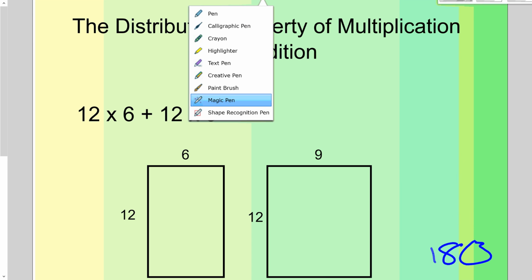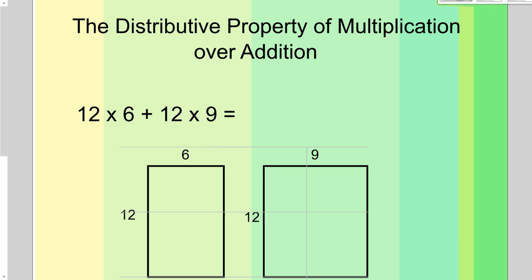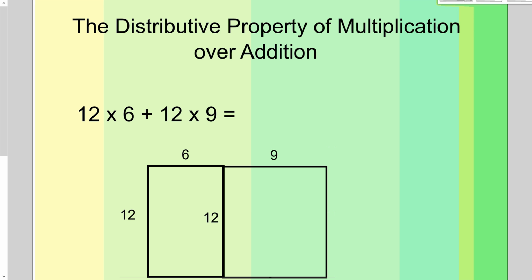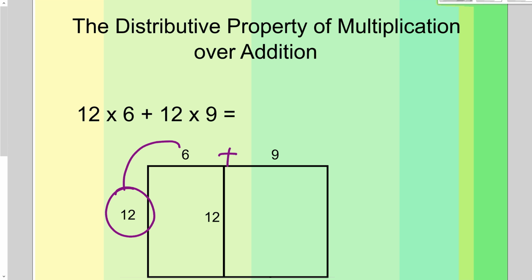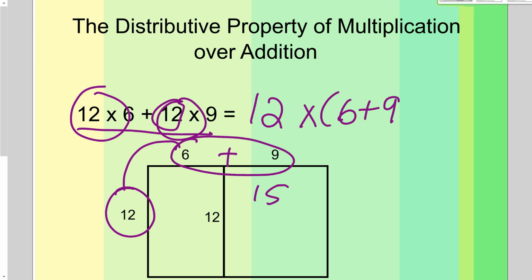Now we could also, if we wanted to, combine those. We could take our 12 times 9 and we could slide it over here. And if you notice, it's really now turned into one great big array of 12 times 6 plus 9. So if we put 6 plus 9 together, it's really the same as 12 times 15. So if I'm looking up here, what am I really doing? I notice the 12 times here is twice, so I could rewrite it as 12 times 6 plus 9.